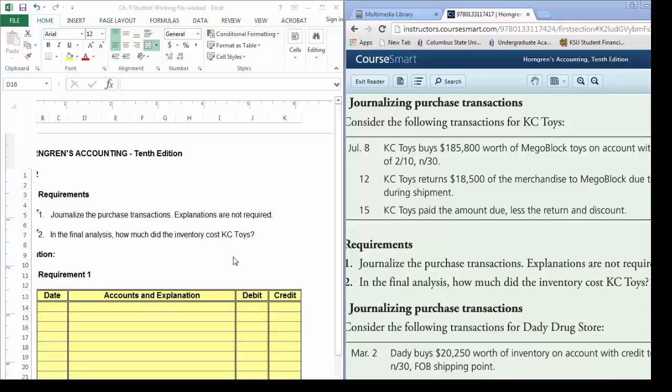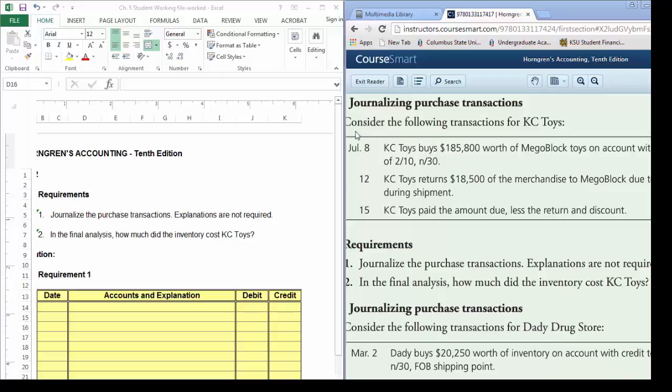Okay, let's start work in chapter 5. We're going to start with exercise 5-2. It's on page 325 of your text. And I'm working in that student working file that I have posted for you in the chapter 5 module. So go ahead and pull that up and you can be working along with me, or you can use your paper and pencil if you like.